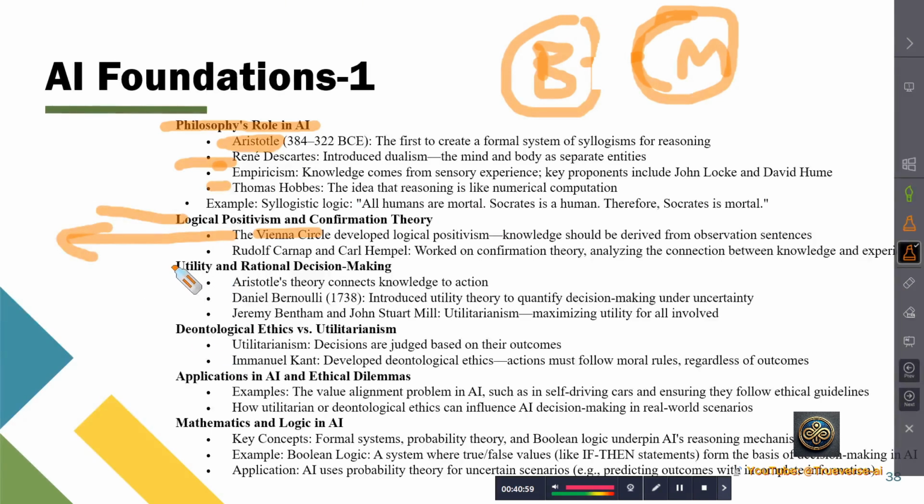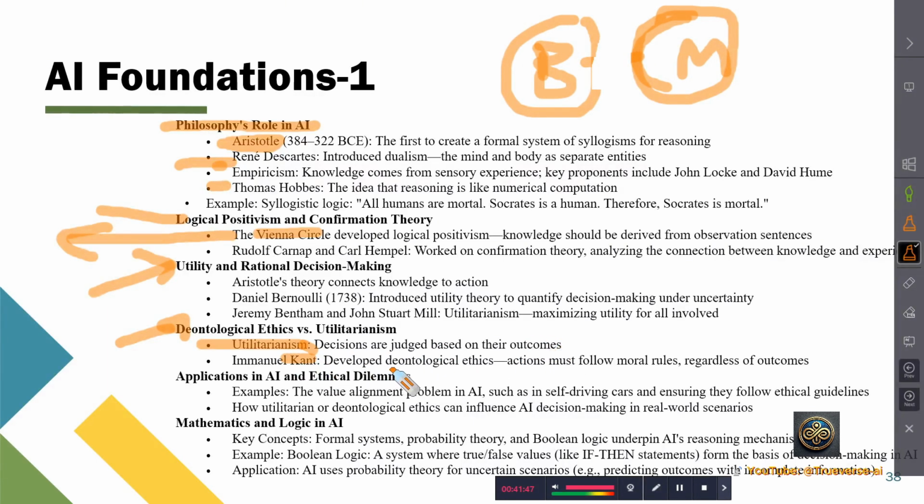And utility and rational decision making, which started from Aristotle's theory, means connecting knowledge to action, introducing the idea of ethics. Deontological ethics, and this is utilitarianism, which tries to say decisions are judged based on their outcome.